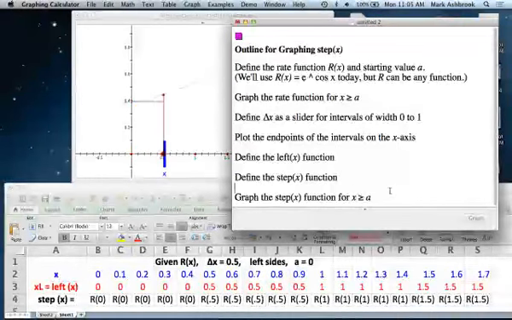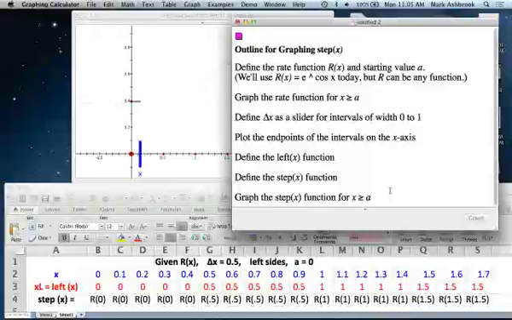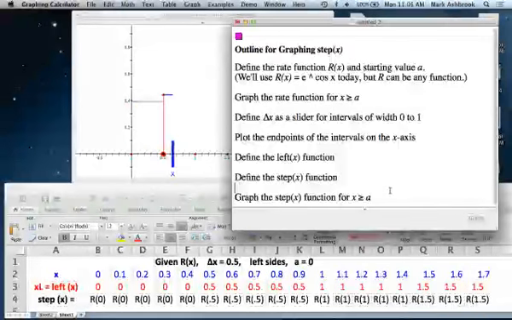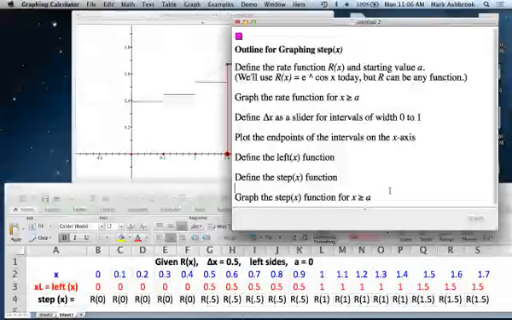Define our slider. It doesn't have to be called delta x. So if you've got a PC, you can use dx or write out the whole phrase delta x. All right, make it a variable. So we want to have that delta x be a slider so we can change that interval length. Okay, we want to plot the endpoints of the intervals. You did that for homework. Maybe we need to review that. But then you're going to define the left end function. We worked on that last week. And now today we know how to do the step function and we graph the step function.